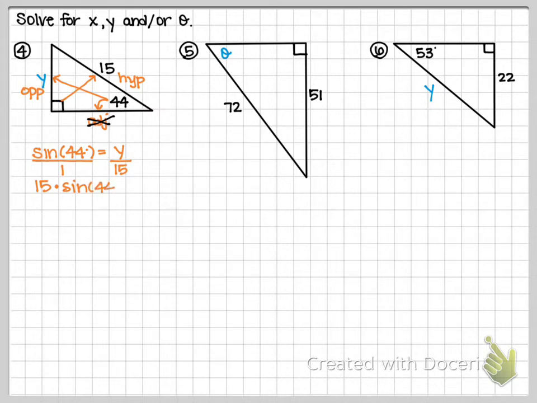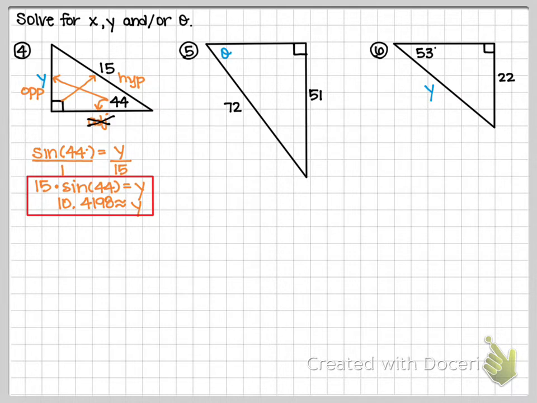Looks like we're not going to have to divide, so that's our exact answer. And then we'll go ahead and type this in and see what we get. Looks like we're going to get 10.4198. So we have our exact and our approximate answers. Always doing a quick check to make sure that the answer actually makes sense.